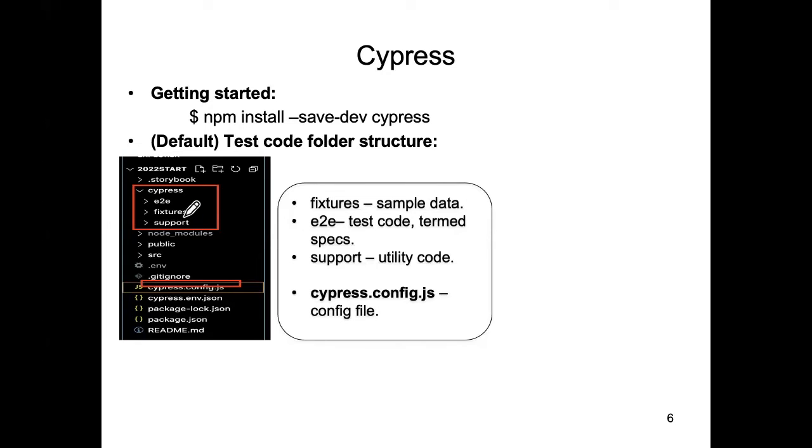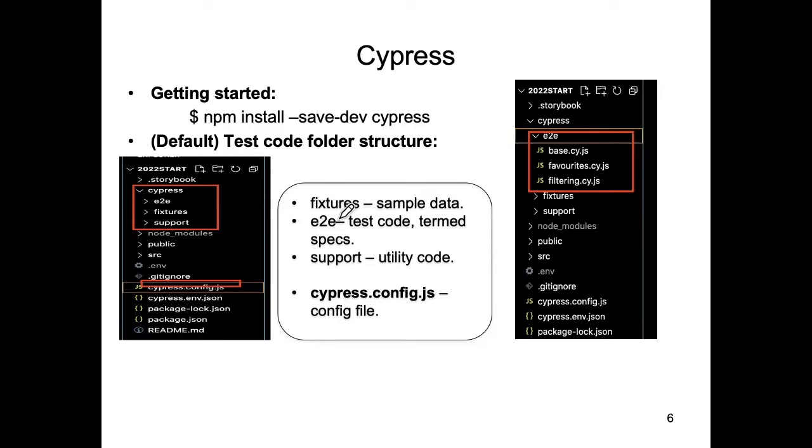The support folder is where you'd put any utility code. We will actually define one or two functions and put them into the support subfolder with the understanding that those functions could potentially be required by more than one of our end-to-end test files. And okay, that's the kind of folder structure that Cypress works with.